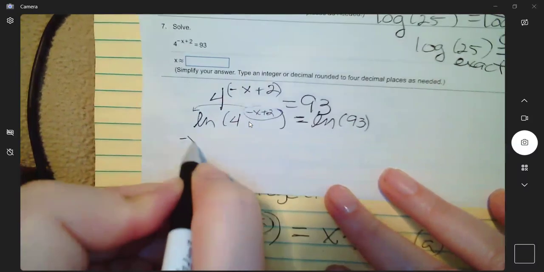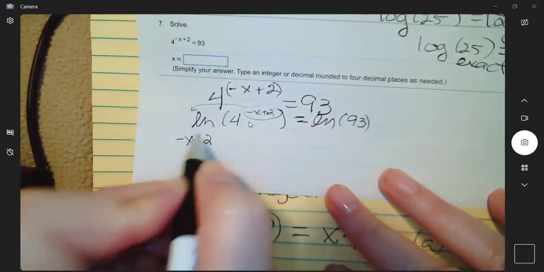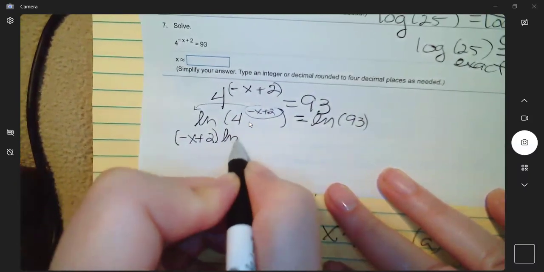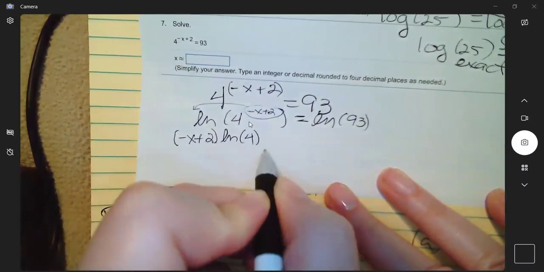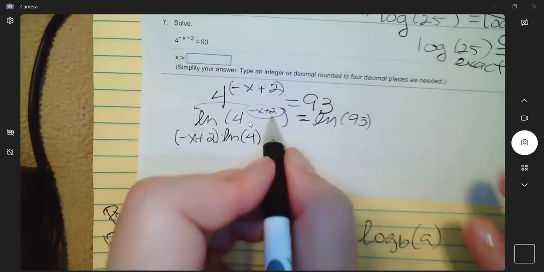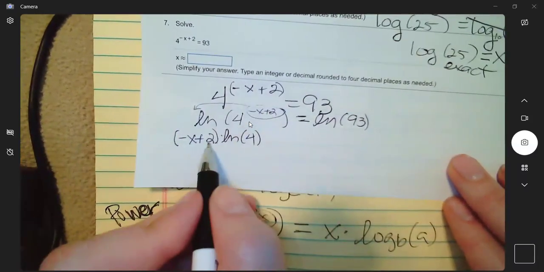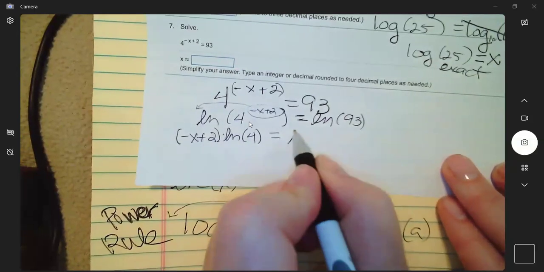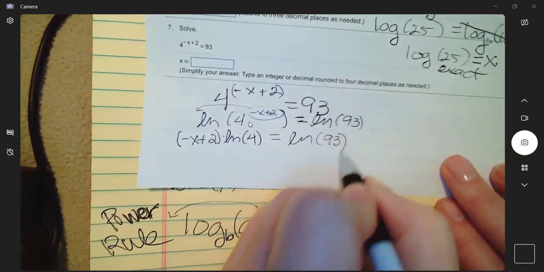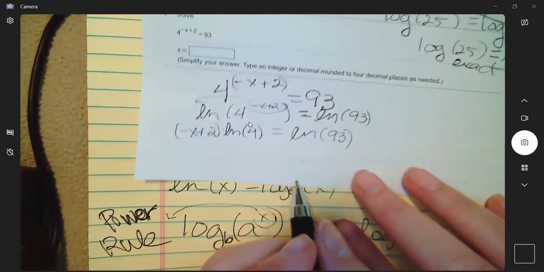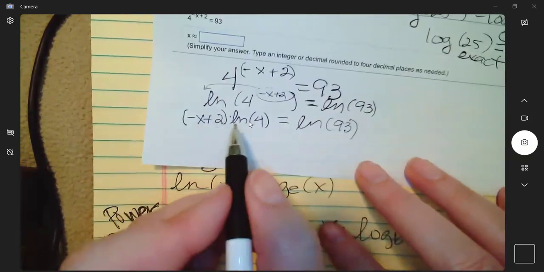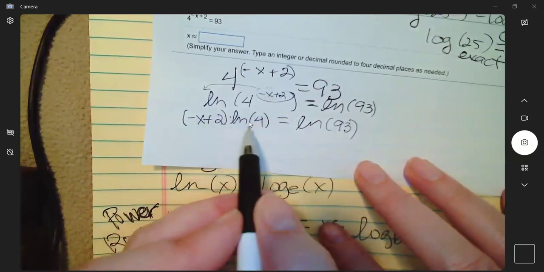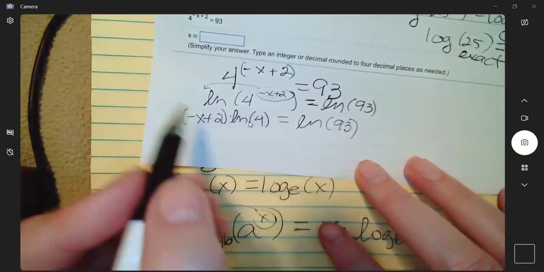All right, so negative x plus 2 will become a multiplier. Now, all of that is getting multiplied. Make sure I use parentheses to be careful here. Natural log of 4. So the entire exponent becomes a multiplier against the logarithm of whatever's left, that base part. And I just copy down the right-hand side. I'm not really making any adjustments over here. All right, so now let's look and see what I've got. The x isn't in an exponent anymore, so I should be able to figure out how to get the x by itself.